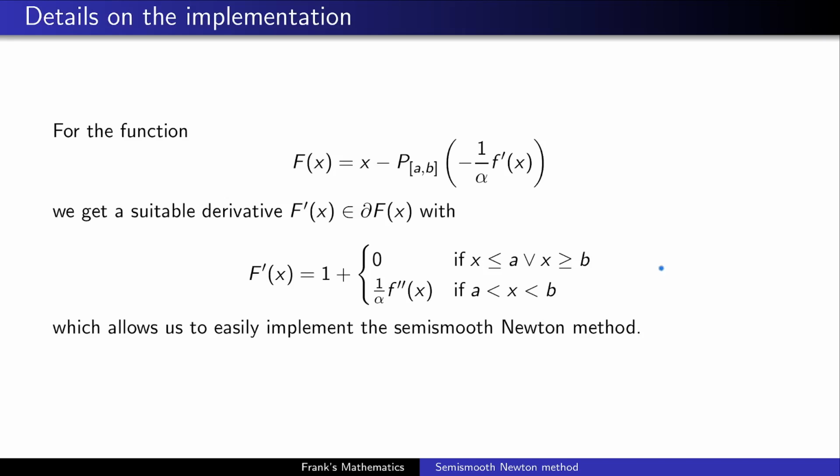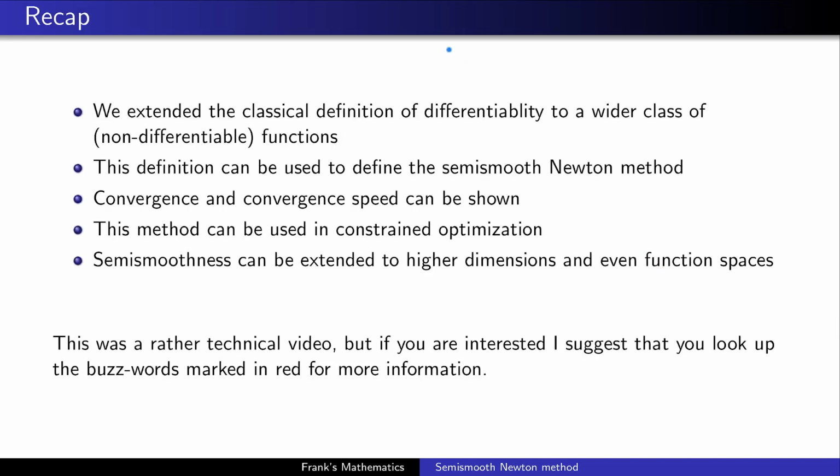So this is now the end of the video. Let's do a short recap. What have we done? We have extended the classical definition of differentiability to a wider class of functions using the B subgradient, the generalized gradient and the semismoothness. We have used this definition to define the semismooth Newton method, and I also showed you, I didn't prove this, but I showed you some convergence and convergence speed results. This method is actually quite used in the context of constrained optimization, mostly in terms of Tikhonov regularization.